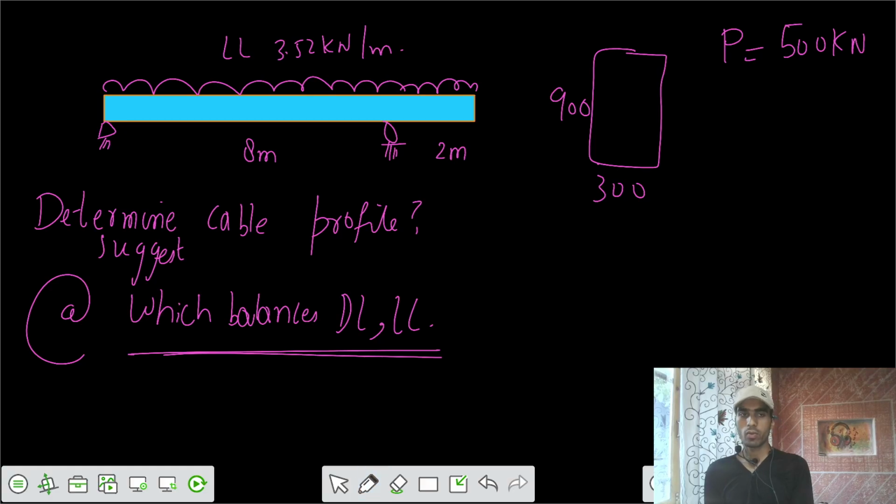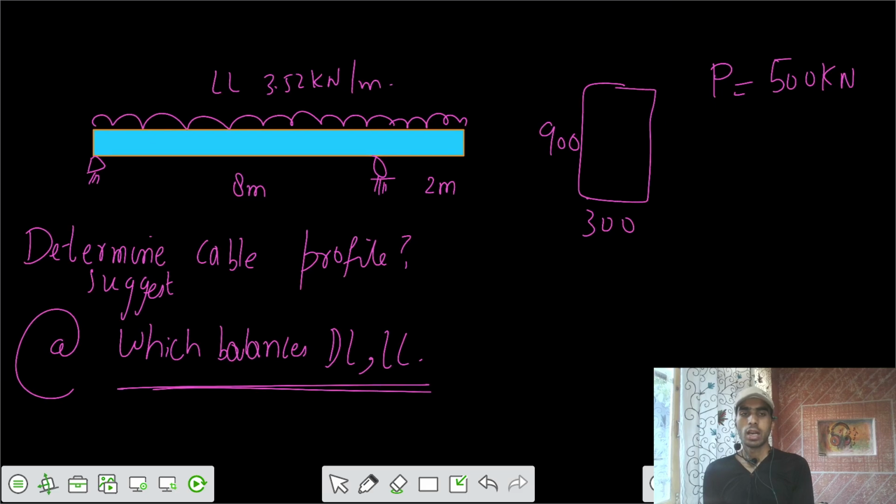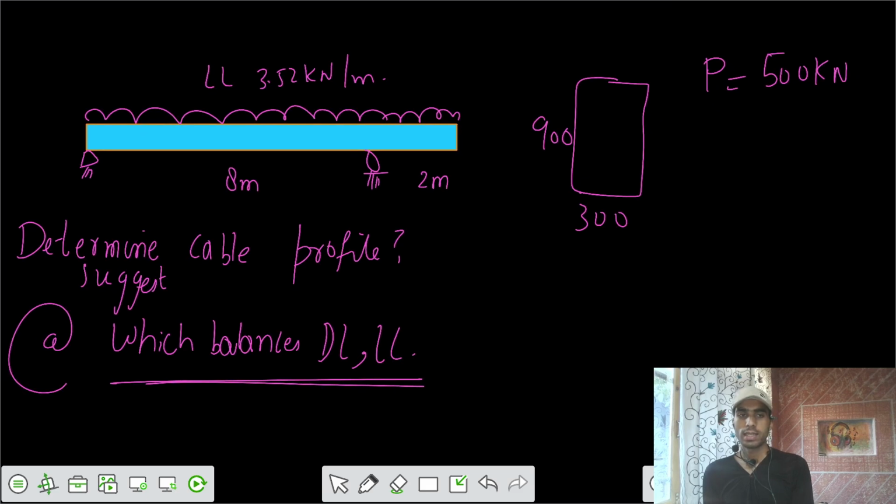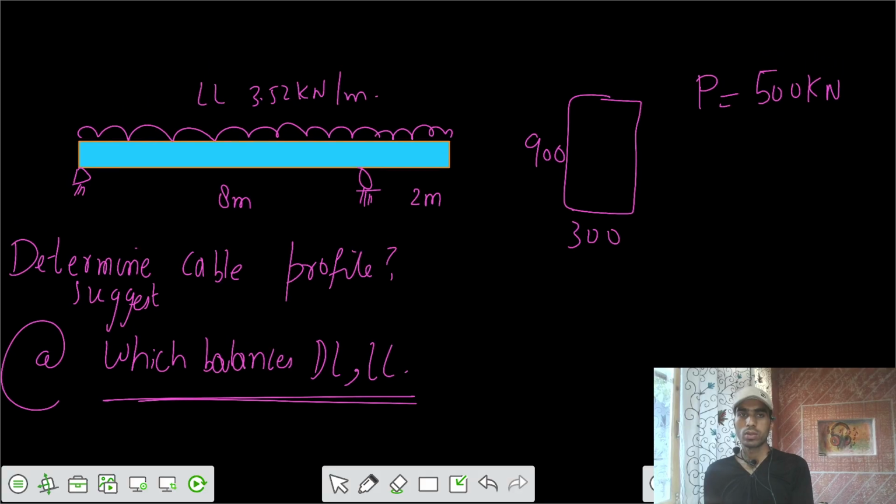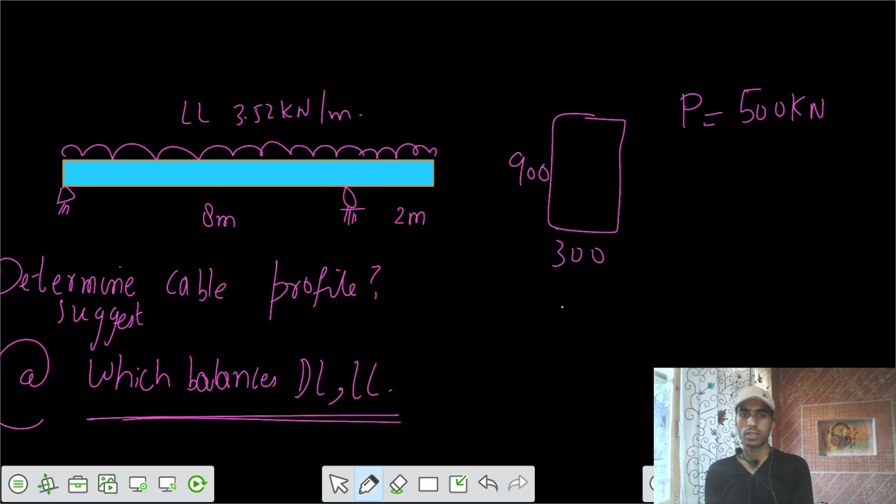So we need to decide what should be the cable profile such that it balances dead load and live load. Can you calculate the dead load first? What is the dead load we have? Dead load is 24 kilonewton per meter cube into the area of the cross section, that is 6.48 kilonewton per meter.